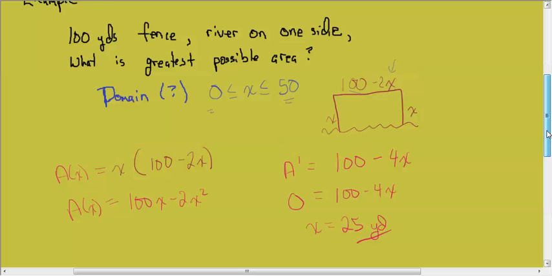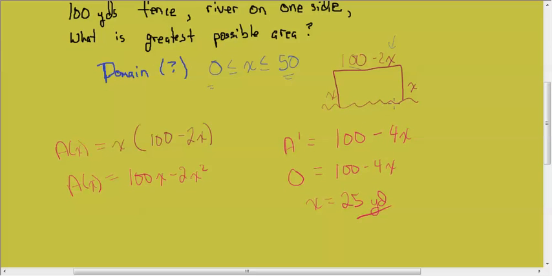That's not necessarily my maximum value. I have to go back to my original and say A of 0. Well, that's 0. My critical number, A of 25. This would be, let me see, I'll put it over here. 25 times 100 minus 50 is 50. 25 times 50, anybody got a calculator handy?